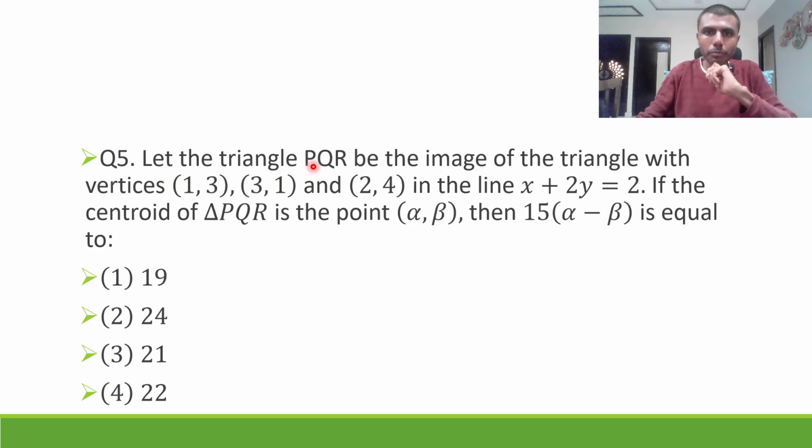Let the triangle PQR be the image of the triangle with vertices (1, 3), (3, 1), (2, 2), and their images are PQR in the line x + 2y + 2 = 0. Now what does it mean? Listen carefully. There are 3 points. I'll take them as A, B, C. Now if A is here, its image will be here.